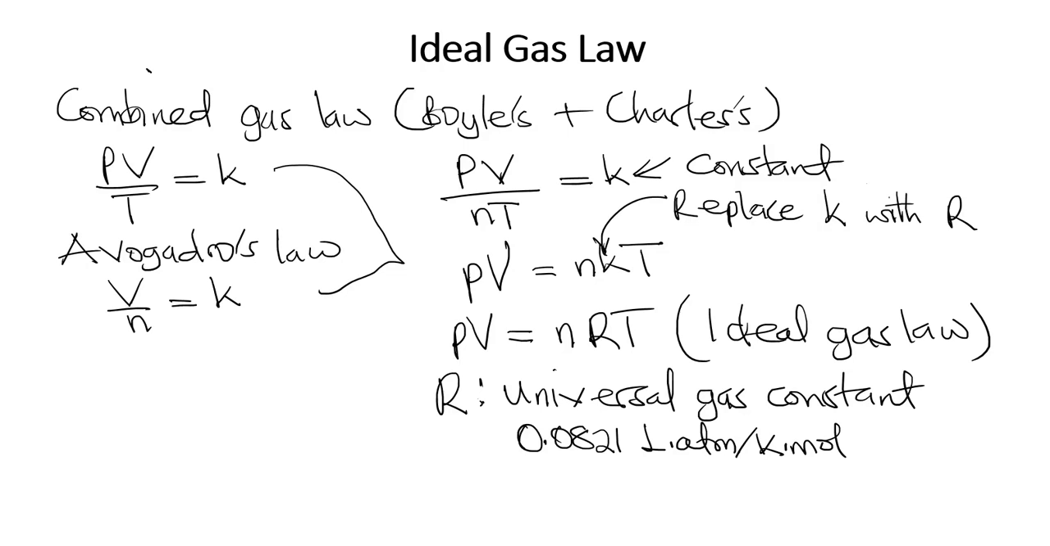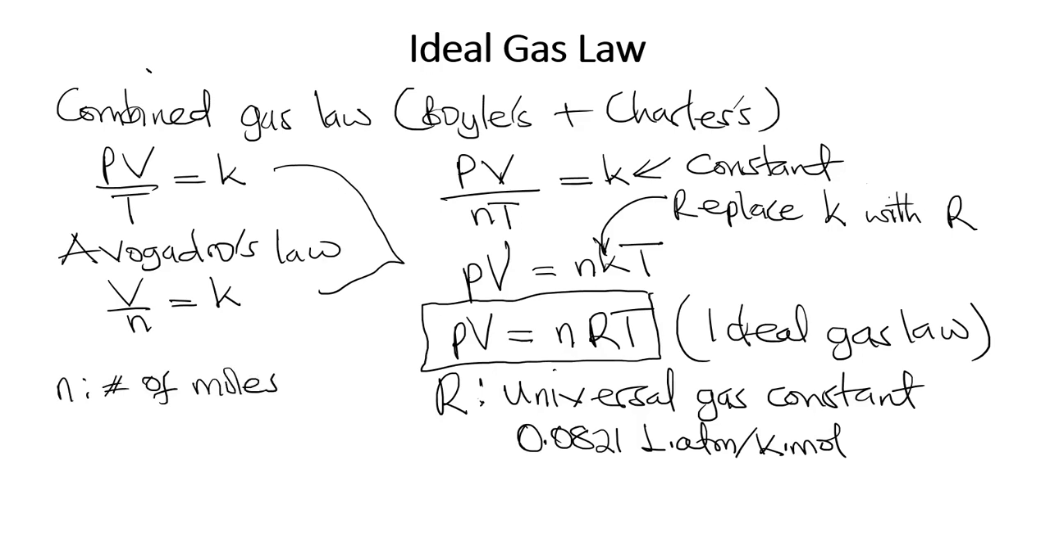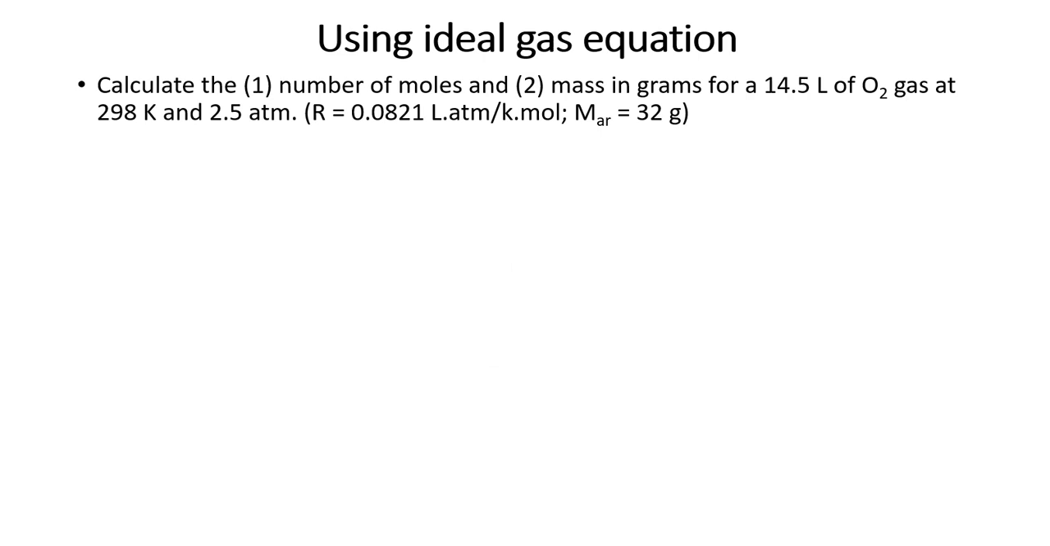Actually, it will be given to you in an exam. But what is important is this law. You have to know this law. PV is nRT. P is pressure, V is volume, n is the number of moles, and T is temperature. Temperature is always given in Kelvin. Let's see how we can solve problems using this law.